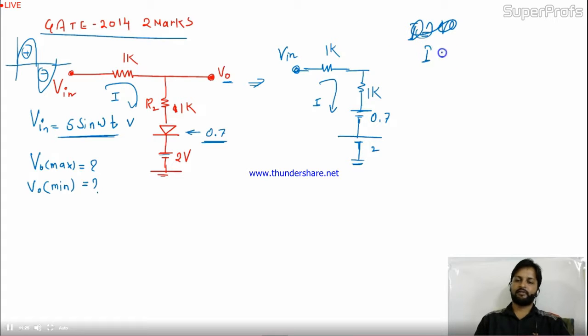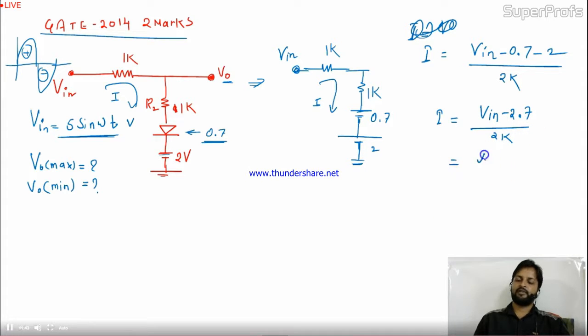You have to find out the I. I is (V in minus 0.7 minus 2) divided by (1K plus 1K), so the current is V in minus 2.7 divided by 2K. So it's V in minus 2.7 divided by 2 milliampere. Is it okay to you? Now you have found the current, and here is your voltage drop.